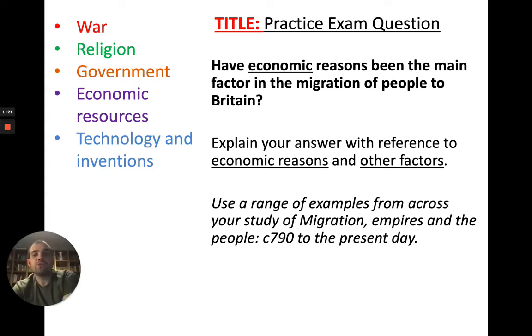Okay, so the question you've got here is, have economic reasons been the main factor in the migration of people to Britain? Explain your answer with reference to economic reasons and other factors. Use a range of examples from across your study of migration, empires and people 790 to the present day.